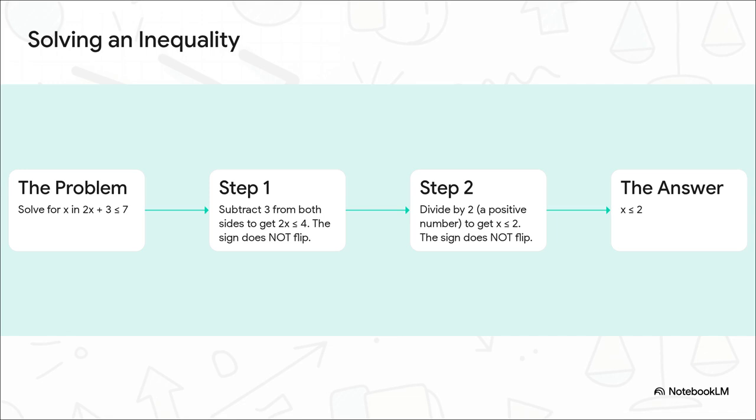Let's get rid of that plus 1. We'll subtract 1 from both sides. That leaves us with 2x > 8. Now, did we do anything with a negative number? Nope, just subtraction, so the sign stays the same. Okay, next step. To get x alone, we have to divide by 2. And is 2 a positive or negative number? It's positive. So again, the sign does not flip, and we get our final answer, x > 4.